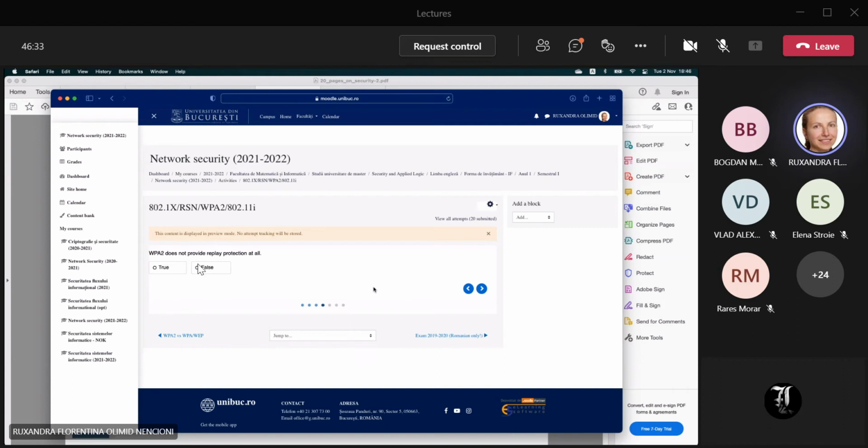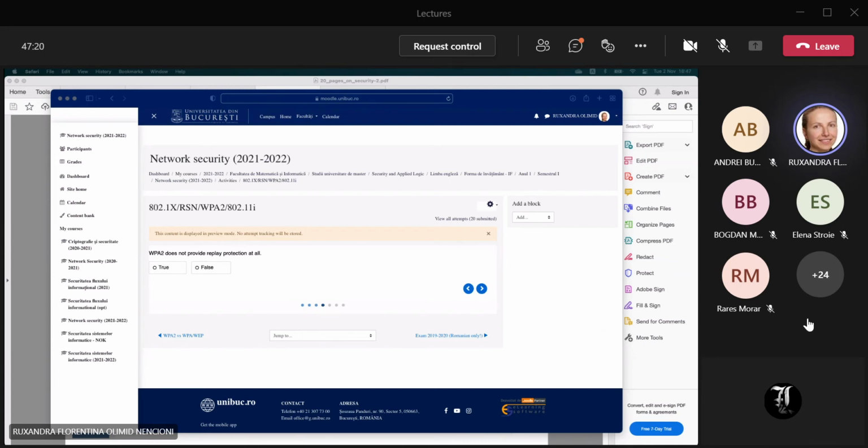WPA2 does not provide replay protection at all. What is replay protection first? Replay protection is protection against someone sending the same message again. Yes. So we can either sniff it and then reuse it, or we start several sessions at the same time and then we reuse what we got from one session in another session, and so on. So we reuse a message that was sent before.